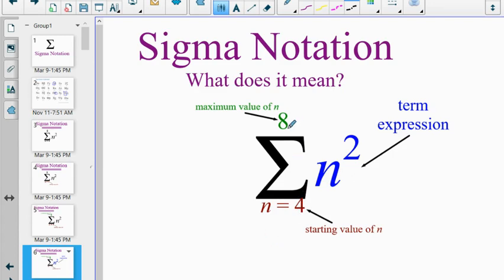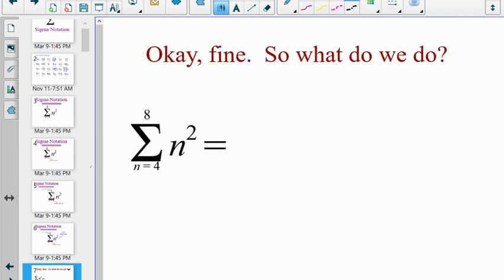Again, I'll repeat that. When I see this notation, I think I'm doing the sum of n squared as n goes from 4 to 8. And then actually doing it, the first chunk of your homework is expressing or expanding an expression like this. We're starting at n equals 4. So n squared, when n equals 4, we start with 4 squared is 16. And then I plug in 5. 5 squared is 25. And then we keep going until we get up to n equals 8.